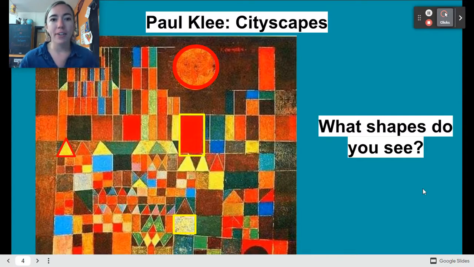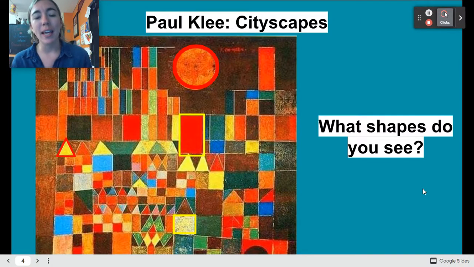So this week, you are going to focus on creating your very own Paul Klee inspired cityscape. Now, in the slide deck, I've included some pictures of different cityscapes of Austin, Texas, because that's the closest big city that we live next to. So if you are inspired and you want to make your own cityscape of Austin, go for it. That'd be awesome. I would love to see how you use shapes to create your very own cityscape.